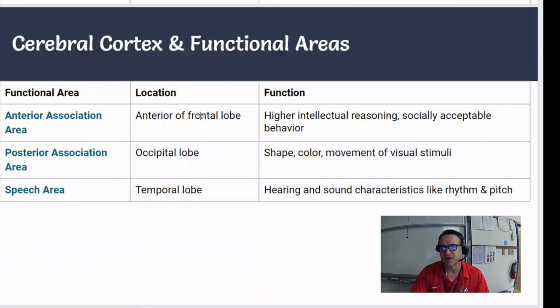All right, now three other functional areas of the cerebral cortex. I've never heard it called this, but the anterior association area. Usually that's called the prefrontal cortex. So it's going to be the very, very front of the frontal lobe. So this is for higher level intellectual reasoning, problem solving, socially acceptable behavior. So this is like impulse control. So if your prefrontal lobe isn't fully developed, you have trouble with controlling your impulses.